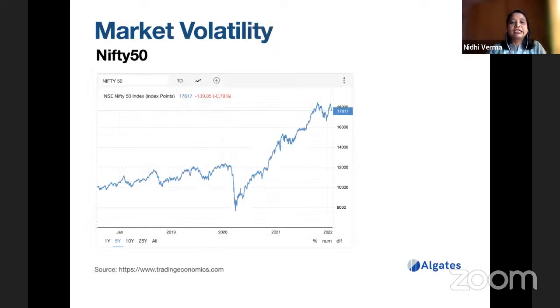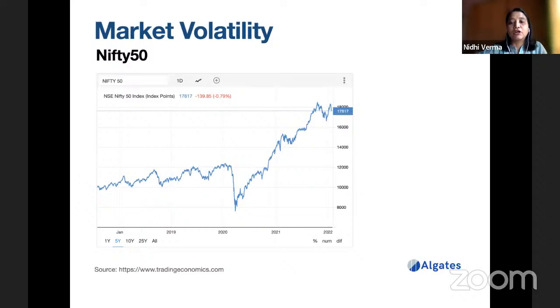So market volatility: we see this chart of Nifty 50 for the last 5 years. We can see how it has moved, and this was the time in March 2020. You can see there is a big dip in the market, which was because of the onset of the COVID-19 pandemic. And then from there on, the market didn't look back, it just went up. And if you see the last 4-5 months also, from September, October till now, till January 2022, you see a lot of volatility happening.